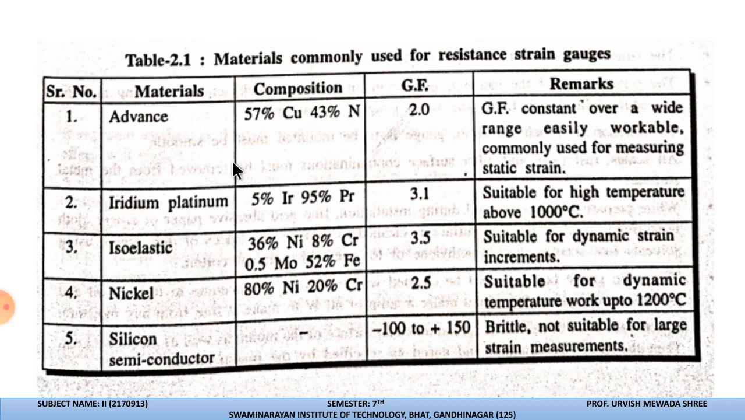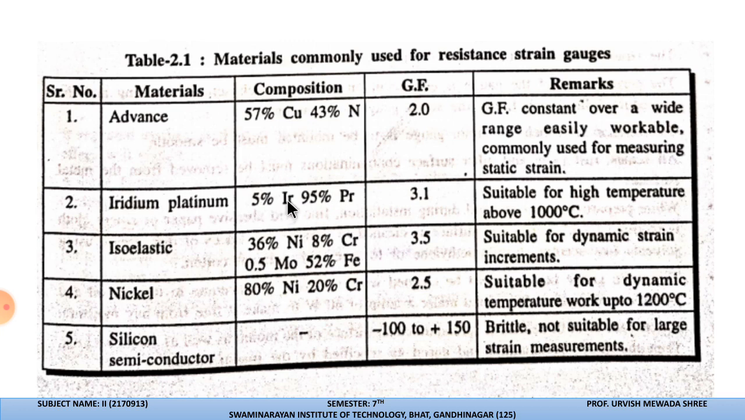And we are starting from the first, the advance material, generally we use copper and nichrome. So 57% copper and 47% nichrome, so the gauge factor is 2.0. And if the gauge factor is constant over a wide range and easily workable, then it is commonly used for measuring static strain. So such kind of materials can be used for static strain. The second material is iridium, platinum. This is the composition. You can remember this composition.